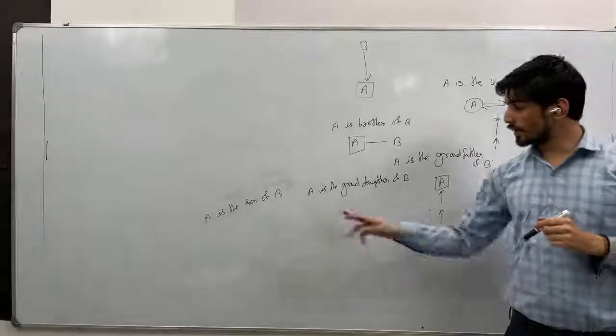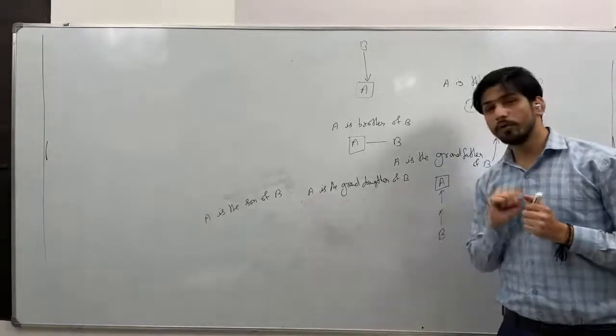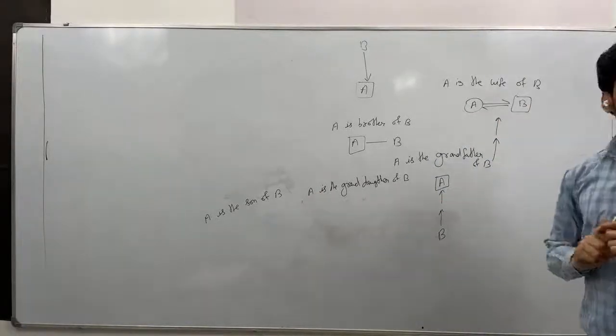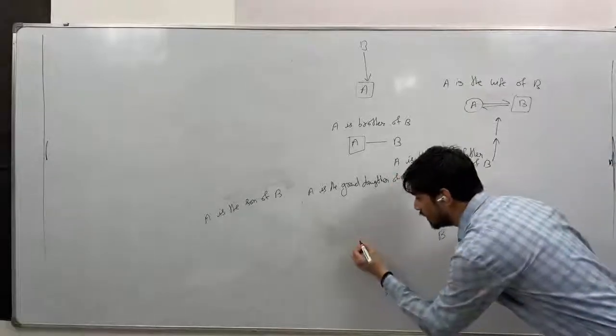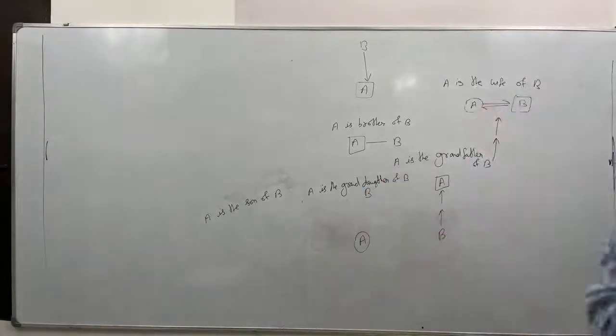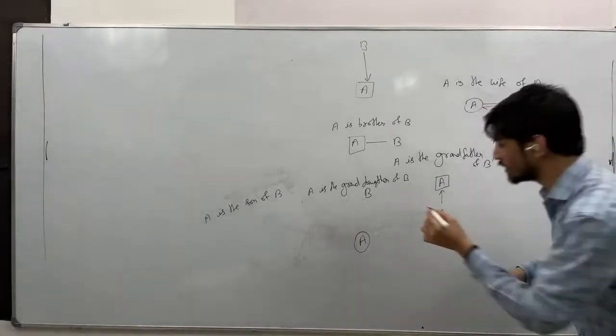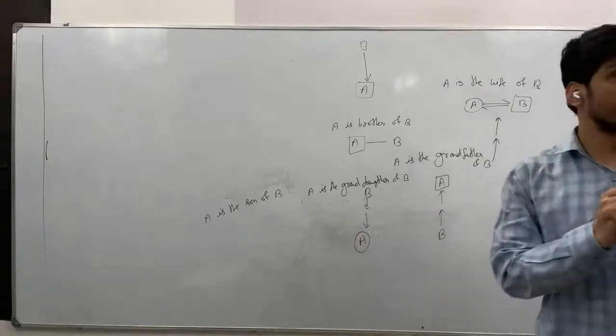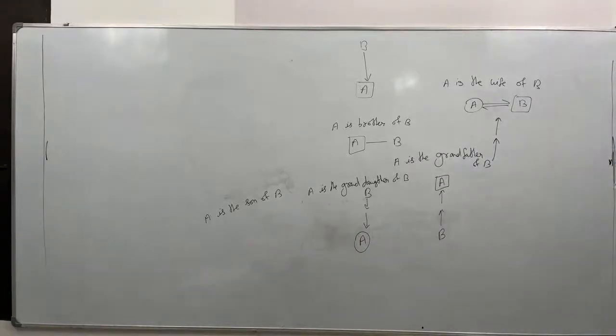So who is the female character here? A. So what about B? B can be male or B can be female, right? So how will you represent this relation? Double, right? A is the granddaughter of B. So here, down arrow or up arrow? Down arrow, right? So I'll be using this one. Clear? So you see, from the tree diagram, it becomes very easy to identify the relation.